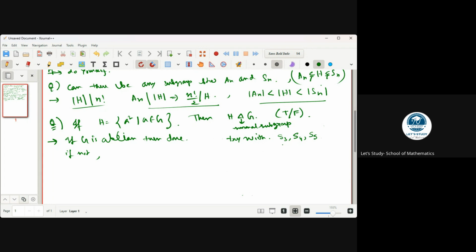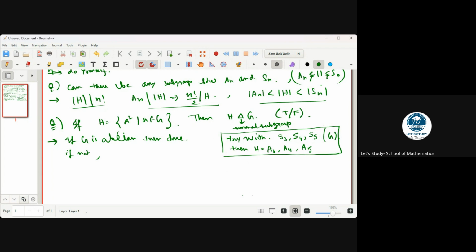So try with S3, S4, and S5 in place of G, of course. Then H will be equal to A3, A4, A5, interestingly, and they all are normal. And now I come to your point.